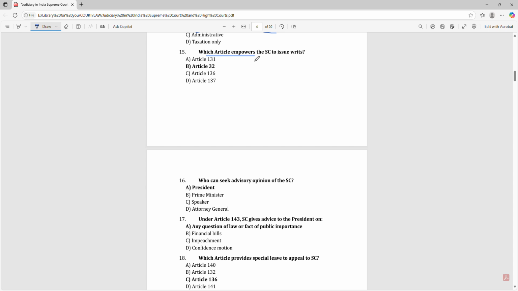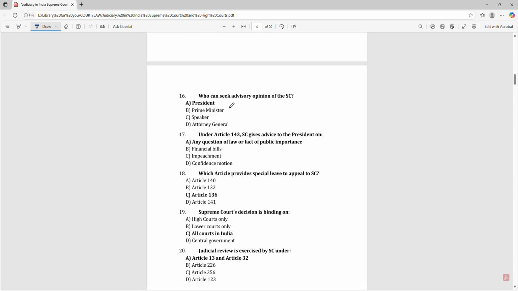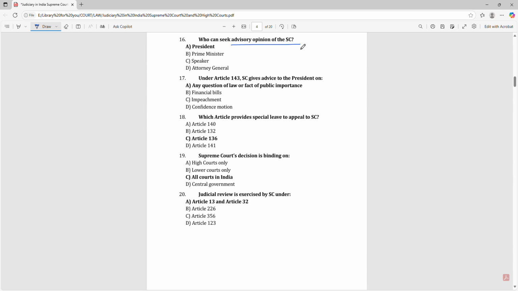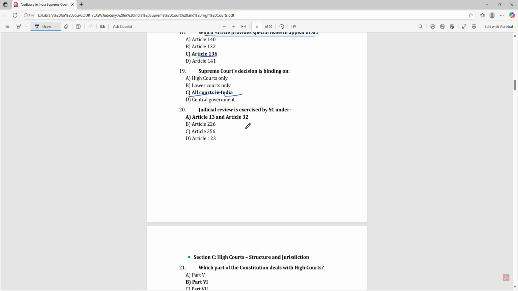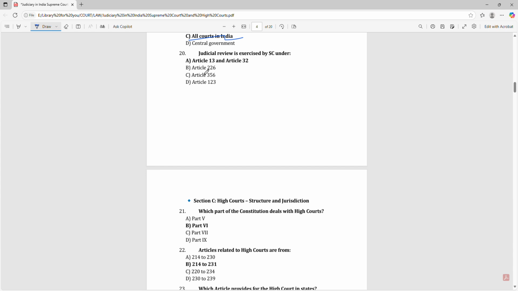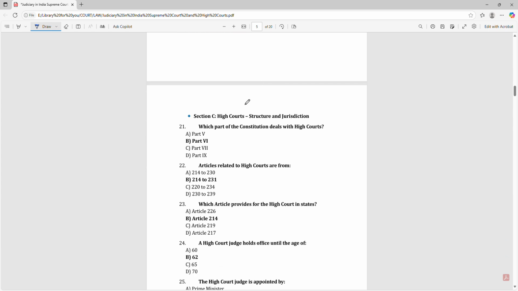Which article empowers the Supreme Court to issue writs? Article 32. Who can seek the advisory opinion of the Supreme Court? President. Under Article 143, the Supreme Court gives advice to the President on any question of law or fact of public importance. Which article provides special leave to appeal to the Supreme Court? Article 136. The Supreme Court's decision is binding on all courts in India. Judicial review is exercised by the Supreme Court under Article 13 and Article 32.